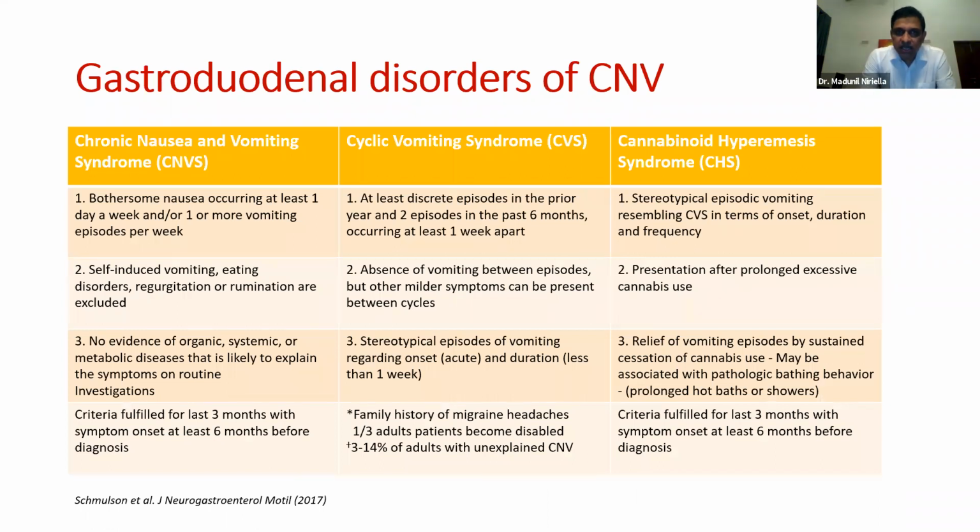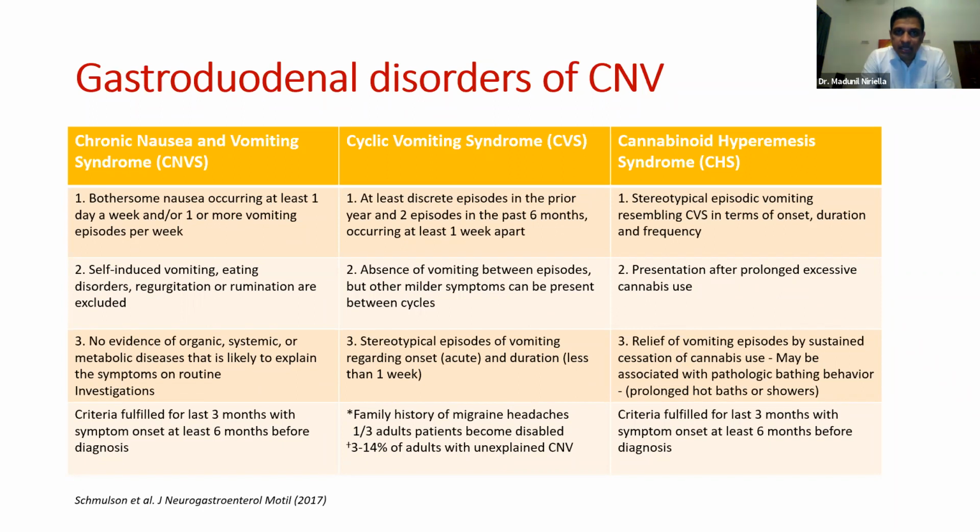Coming to the functional gastroduodenal causes of chronic nausea and vomiting, there are three. The Rome-4 classification describes three disease entities: chronic nausea and vomiting syndrome, cyclical vomiting syndrome, and cannabinoid hyperemesis syndrome. Chronic nausea and vomiting is defined by bothersome nausea occurring at least 1 day a week, and one or more vomiting episodes a week. Self-induced vomiting, eating disorders, and rumination must be excluded, and there should be no evidence of organic, systemic, or metabolic disease that is likely to explain the symptoms on routine investigation.